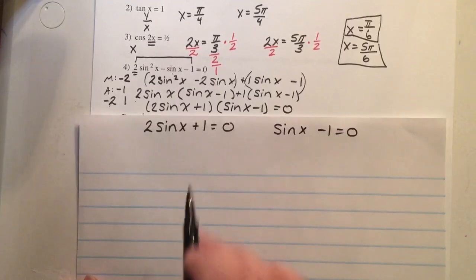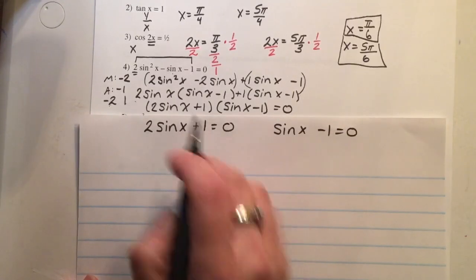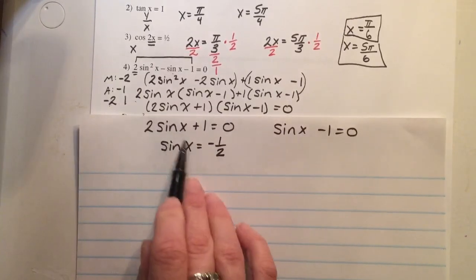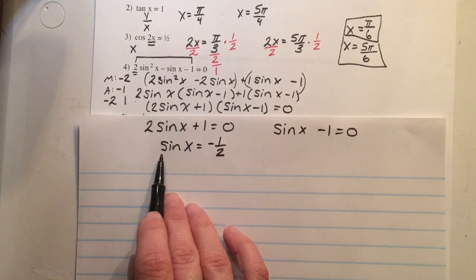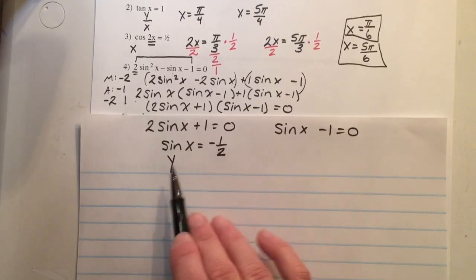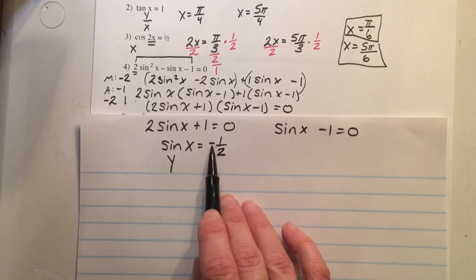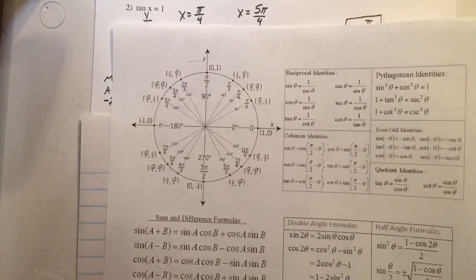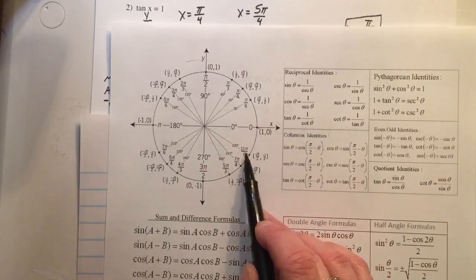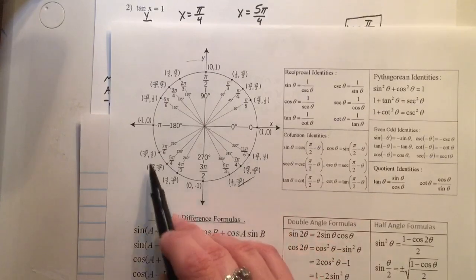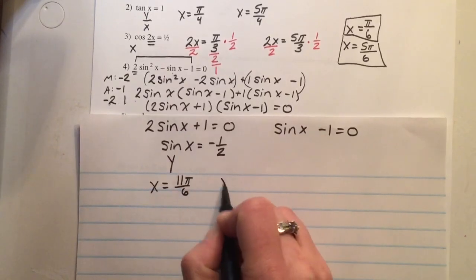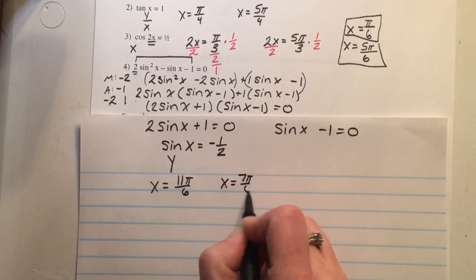From here, you isolate your trig function. So I'm going to minus 1, then divide by 2. So the sine of x equals negative 1/2. Now that I've isolated the trig function, now it's time to look at the unit circle. The sine is the y value. Where is the y value a negative 1/2? Remember, y tells you up or down. We're looking at a negative value, so it's going to be on the bottom portion of our unit circle. So we're looking for y to be negative 1/2. So I see that at 11 pi over 6 as well as 7 pi over 6. So x equals 11 pi over 6 and x equals 7 pi over 6.